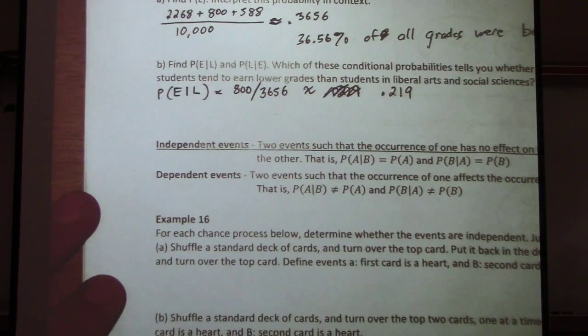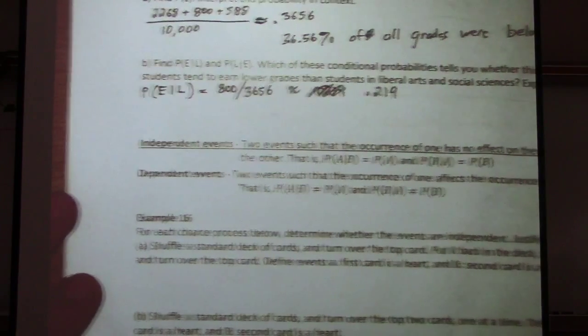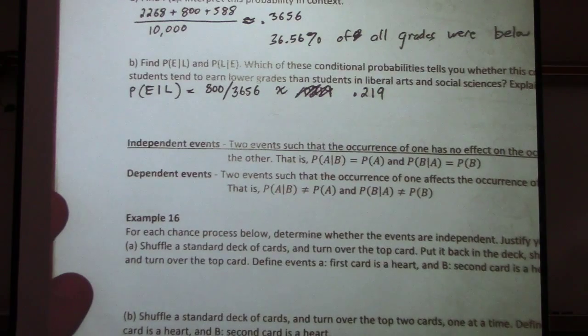Does anyone want to try to interpret that number? Go for it. 21.9% of all students who got below a B were engineering or physical science students? Perfect, yeah, that's it.